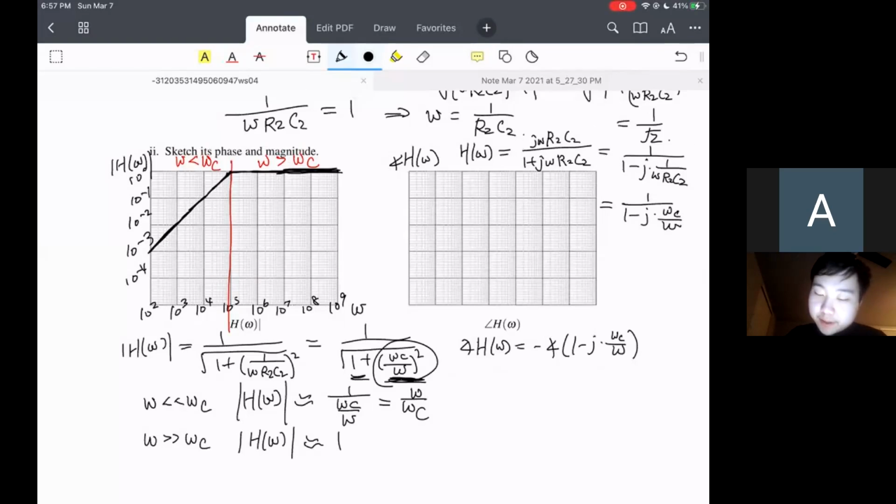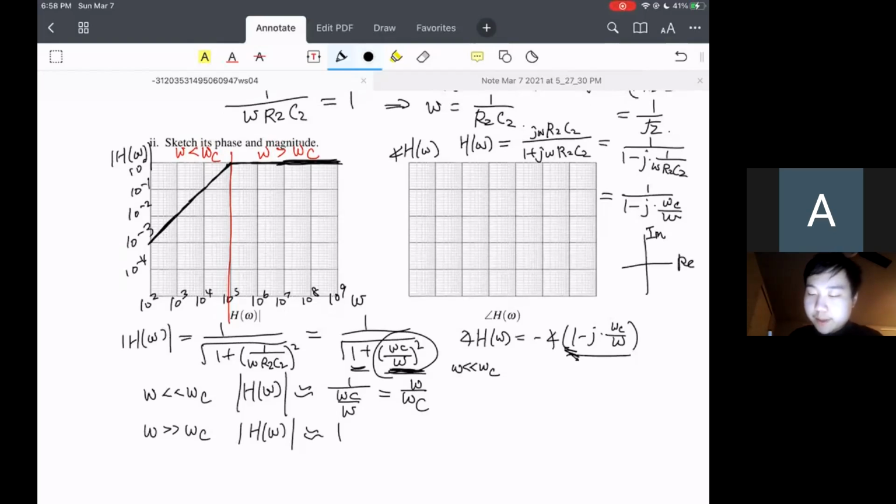Take omega less than omega c, where we assume that omega is way less than omega c. We draw out our complex coordinates, just like a two plane, with the real axis and the imaginary axis. We know that the real part of this complex number is just going to be constantly 1. And the imaginary part is going to be negative omega c over omega. Since omega c and omega are both positive, it's just going to tend to negative infinity.